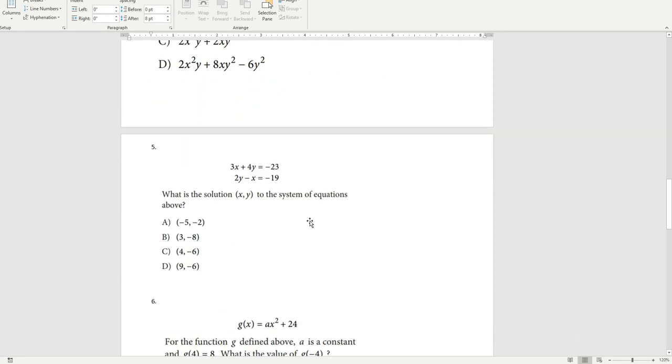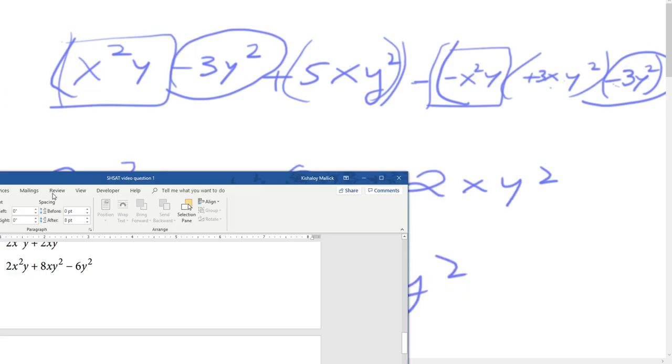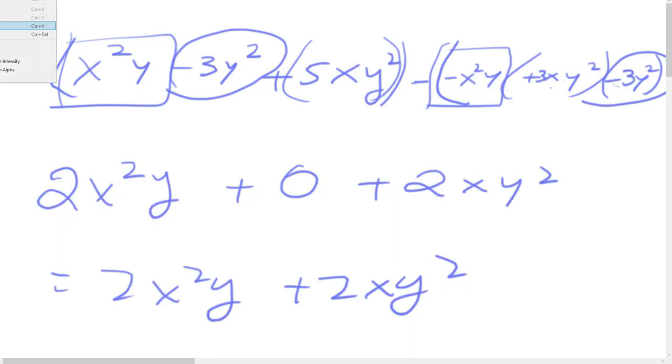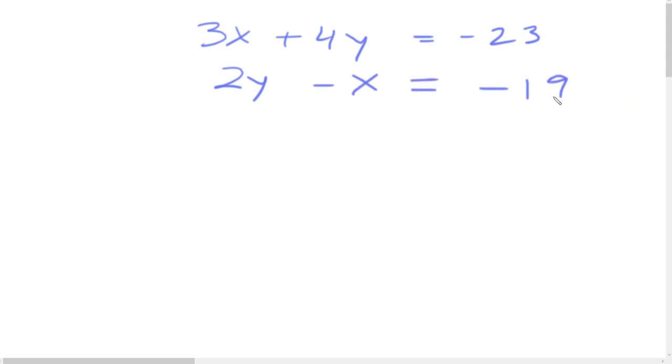This is solving equations. You have two equations and two variables, x and y. I'm talking about question number 5. What is the solution x comma y? What is the value of x and y after you solve this equation? For these, we will be doing what's called a system of equations. That's the topic.